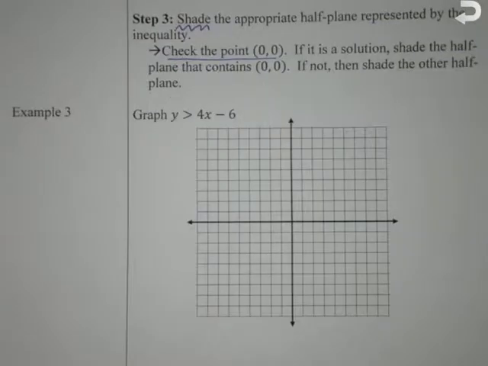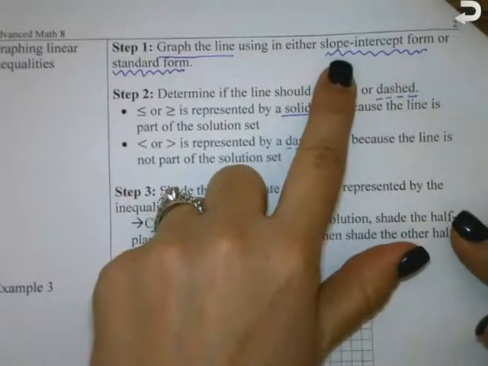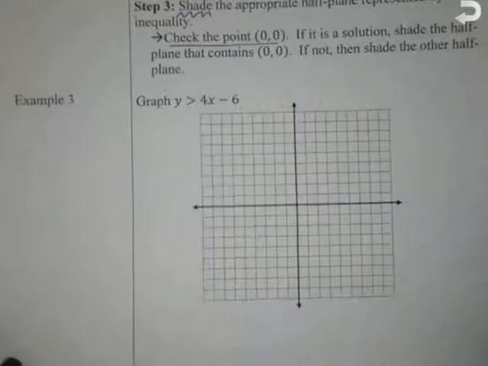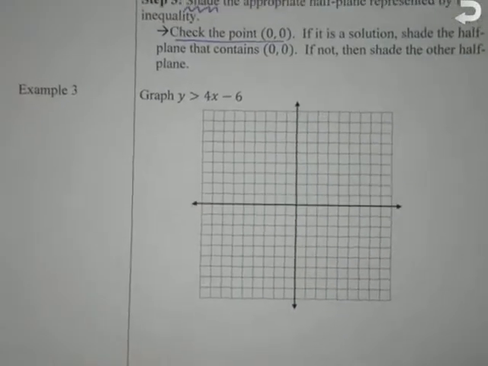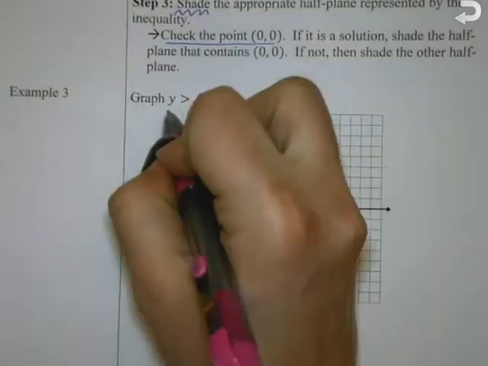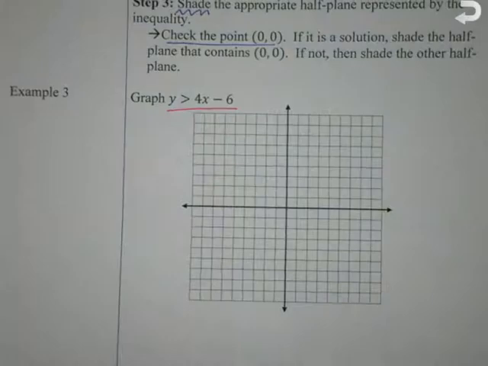Okay, so example 3, I want you to graph y is greater than 4x minus 6. So the first step, remember, is to graph using either slope-intercept form or standard form. So when you are looking at this inequality, y is greater than 4x minus 6, talk with the people in your groups. Does that look like it's in standard form, or does that look like it's in slope-intercept form?